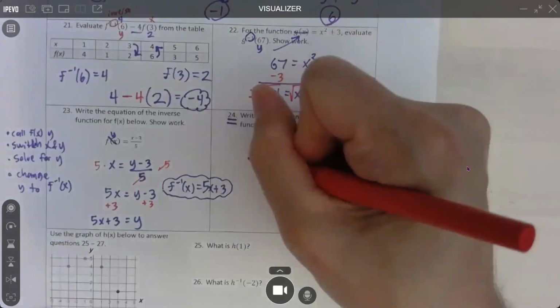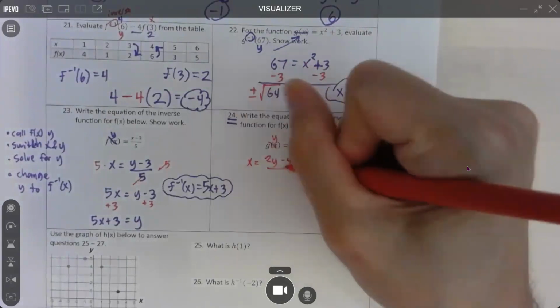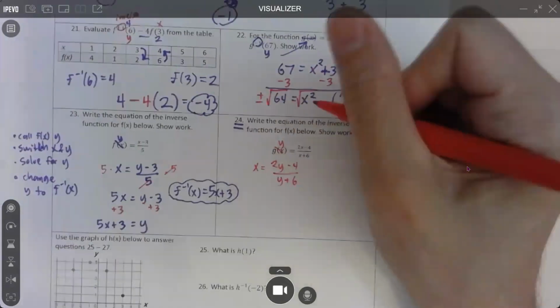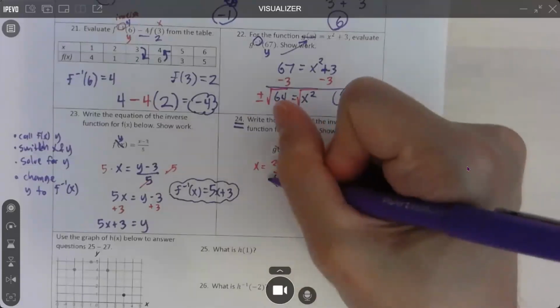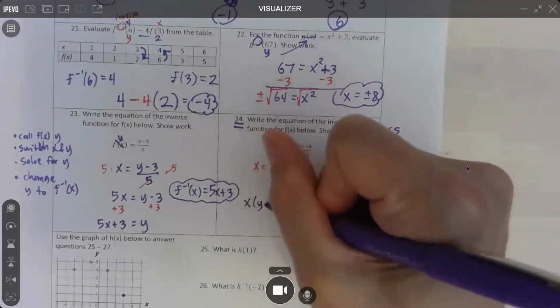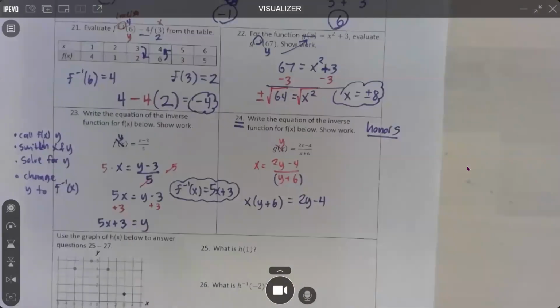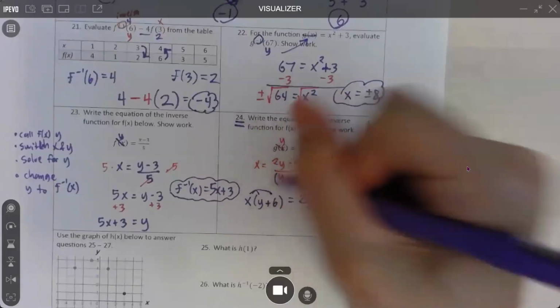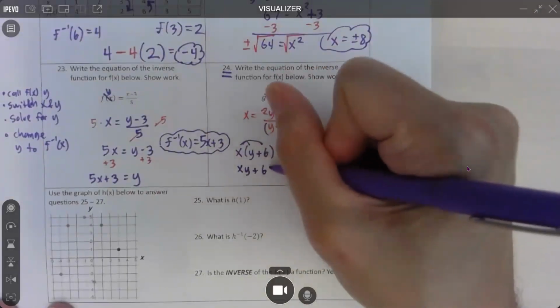And I'm going to do x equals (2y minus 4) over (y plus 6). All right, first step is to multiply that y plus 6 up with the x. So it's going to be x times (y plus 6) is equal to 2y minus 4. Next, we're going to distribute that x in. I'm not going to change colors because it takes so much time on the video, so it's just going to be xy plus 6x.